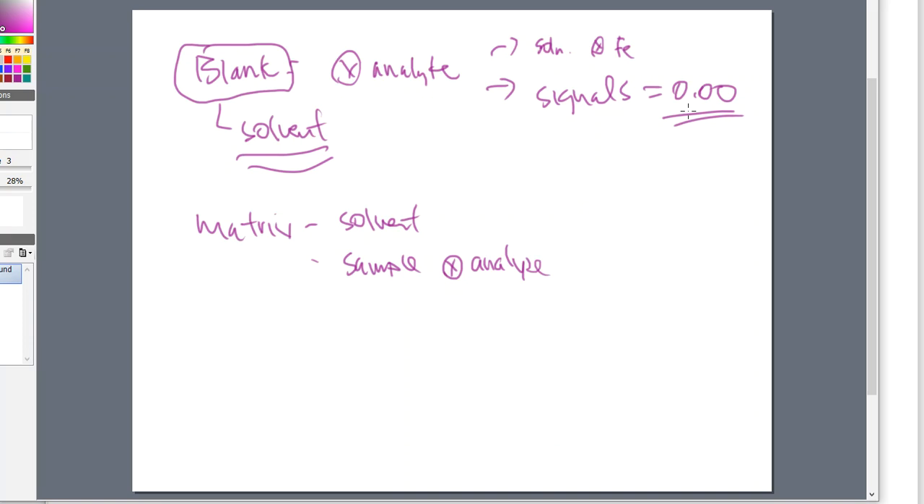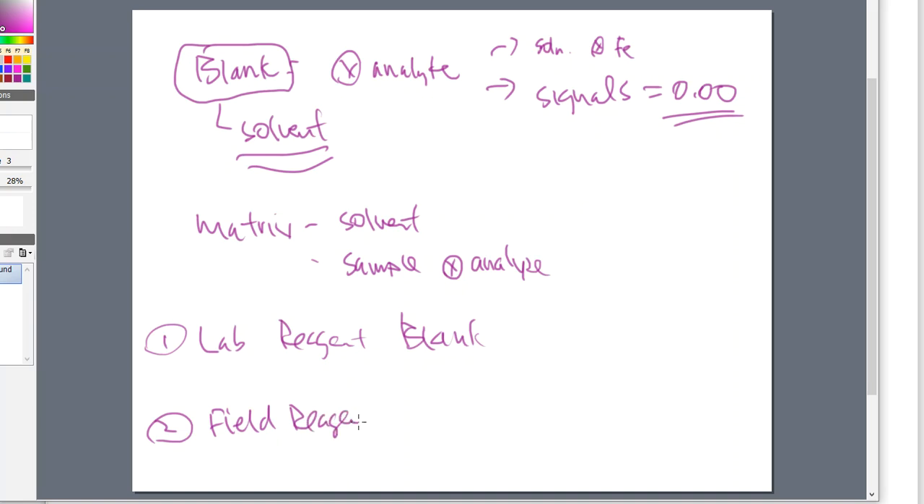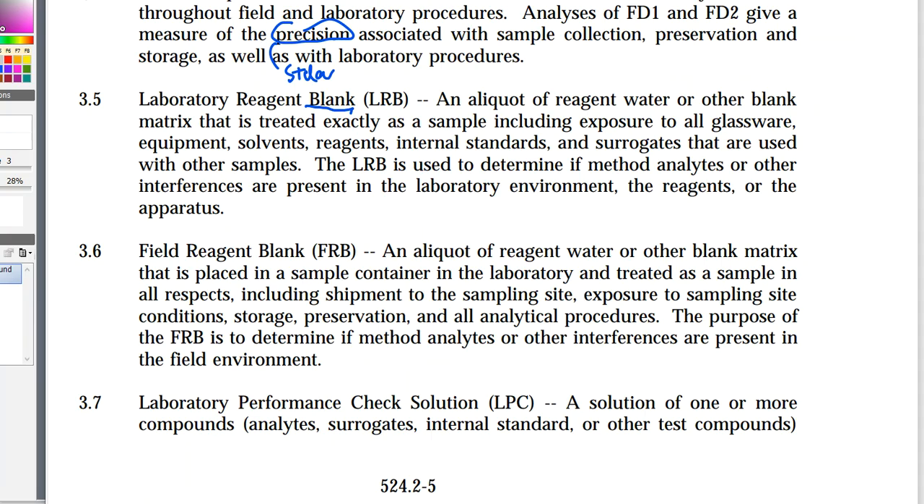So there's two different types of blanks that we can refer to in a laboratory. The first one is called a lab reagent blank, and I'll explain that in just a second. And then number two is something that's called a field reagent blank. So both of these things are a thing. Both of these things we want processed. Both of these things we want kind of in the mix of everything. And we do have abbreviations for each one of these as well. So if I go back to the actual method document, I'm going to see 3.5 lab reagent blank, LRB. That is the abbreviation that we like to use for this.